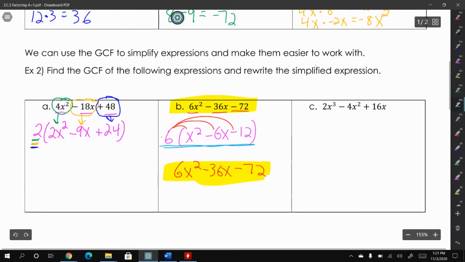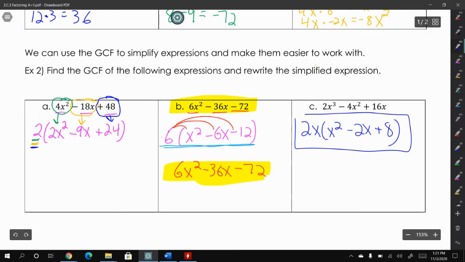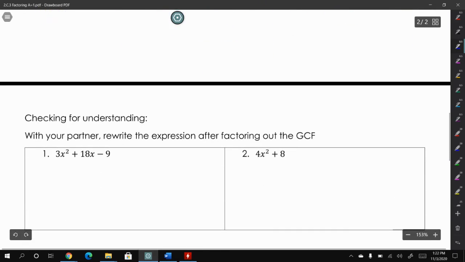And then the last one over here is 2x to the third minus 4x squared plus 16x. I notice they all have an x in common, and I can divide each of these numbers by 2. So I'm going to have 2x, and then on the inside I'll have x squared, because 2x to the third divided by 2x will just be x squared. Negative 4x squared divided by 2x will be negative 2x. And 16x divided by 2x will be positive 8. And that is my factored answer. All right, on to the next page.